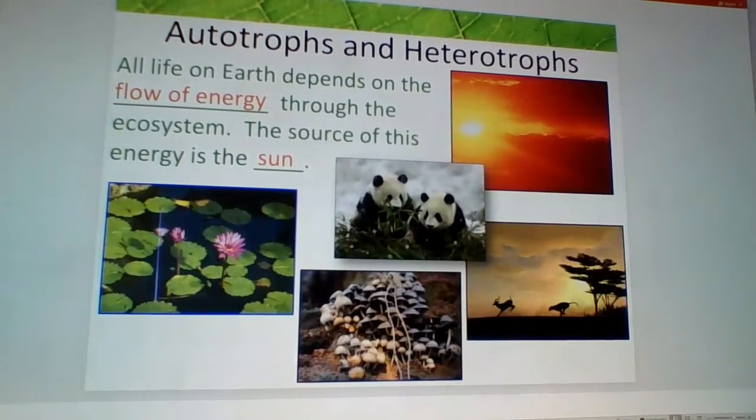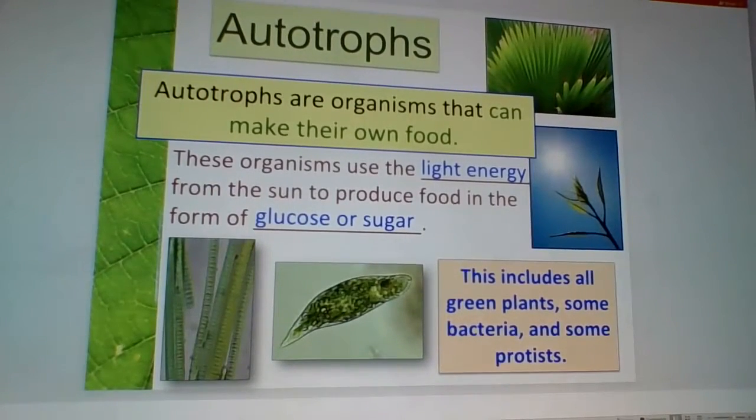So we're going to move on to autotrophs and heterotrophs. All life on Earth depends on the flow of energy. We talked about this yesterday in our lesson. And remember that this happens throughout the ecosystem. The source of this energy is the sun. So, the sun fuels life on Earth, and beyond that, all organisms fit into one of two categories.